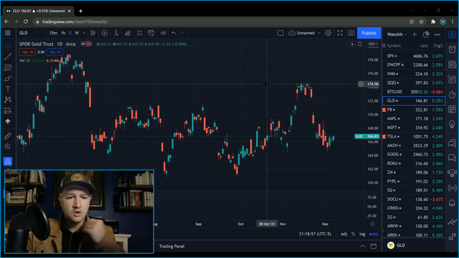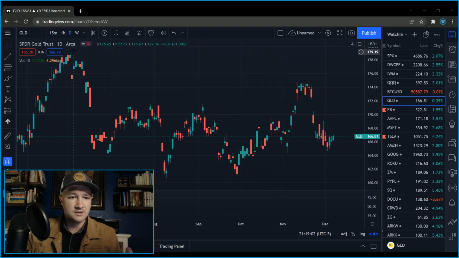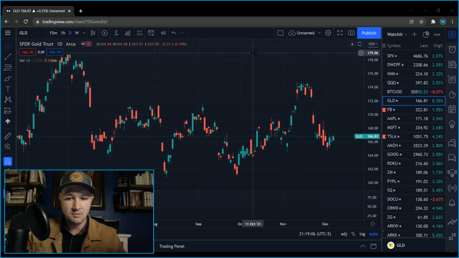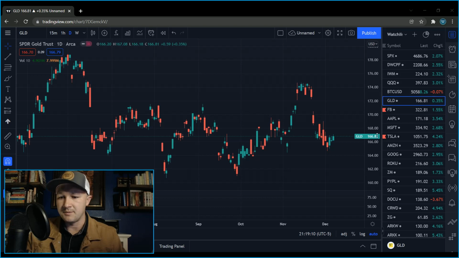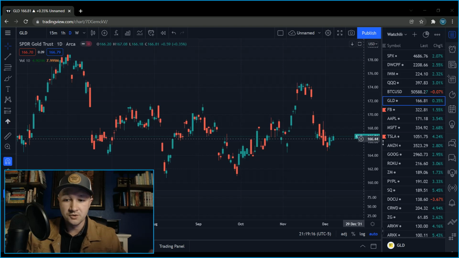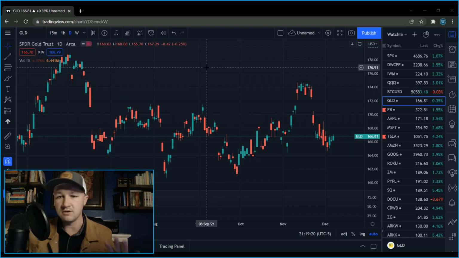Okay, so we are zoomed in on this gold chart, and again, this is the GLD. This is an ETF that can be traded in the stock markets that tracks the price of gold. So you'll see GLD at the time of this recording is $166 per share. Obviously that's not the price of gold, but this tracks up and down with the price of gold. So everything you see here on this chart is going to apply to the price of gold directly.